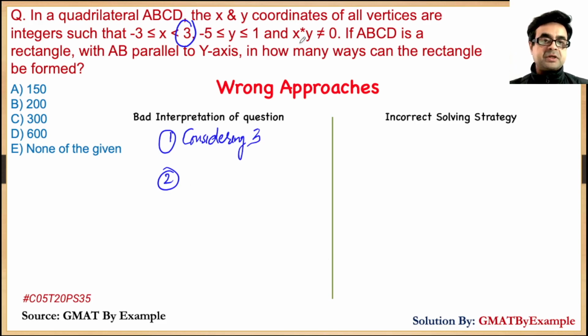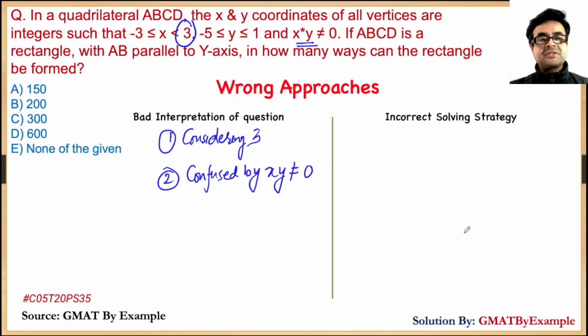Second is how people interpret this x multiplied by y is not equal to 0. They consider that x and y together cannot be 0, but individually it can be 0, which results in wasting time because you have to take cases where x is 0 and y is not 0. X multiplied by y is not equal to 0, if you analyze it clearly, would mean that neither x nor y can be 0.